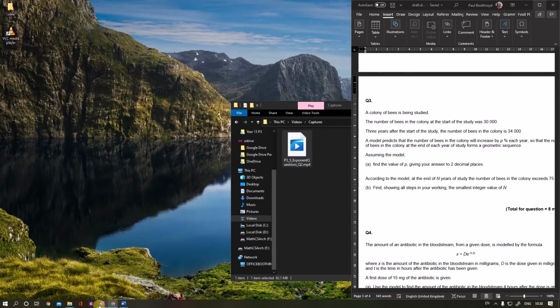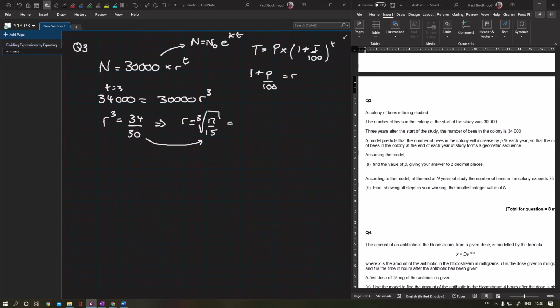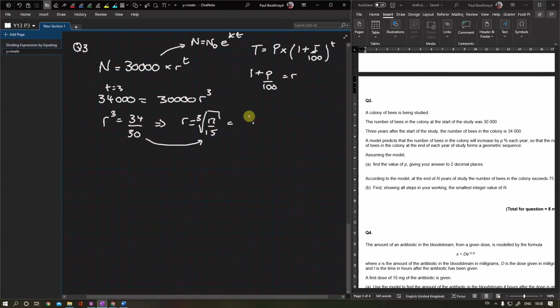So I need the calculator for a minute. Let's get it out of the way. Where's the calculator? Gives me value of R of 1.04260. So my percentage then is the 4.26. Okay, so that's how you can calculate it, and that's to 2 decimal places that they requested.